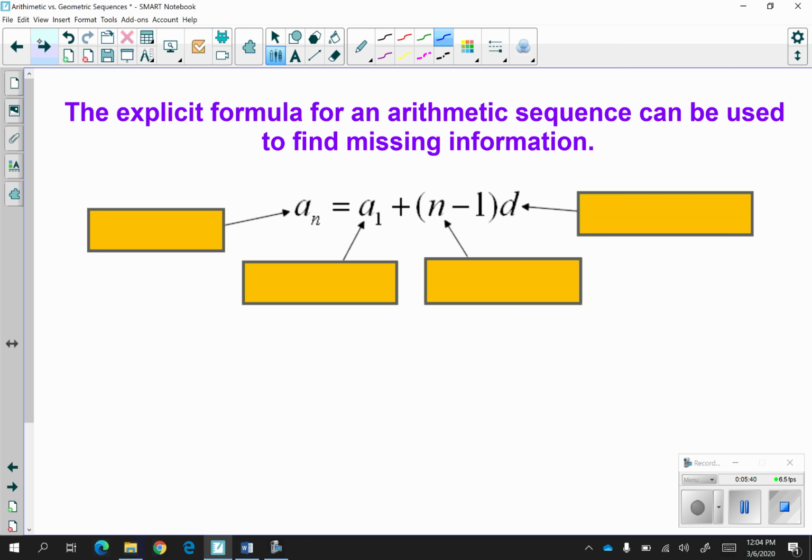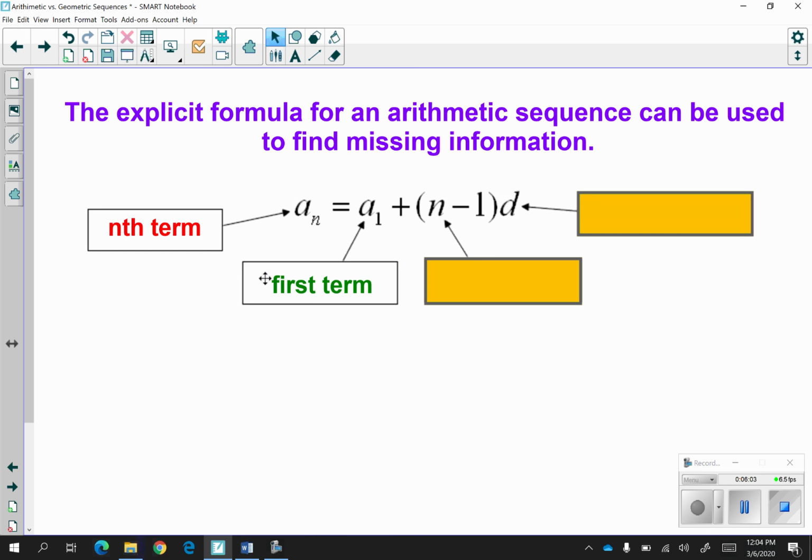Now, there is a formula associated with arithmetic sequences. It's called the explicit formula. The explicit formula can be used to find missing information, and it can also be used to find the nth term, and that's important. If you see a sub n, that represents the nth term. A sub 1 is your first term. N is your term number. And d is your common difference.